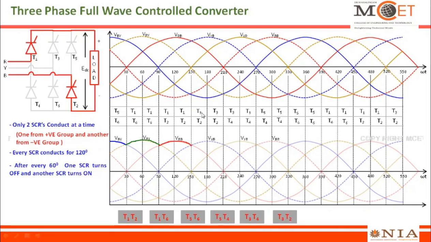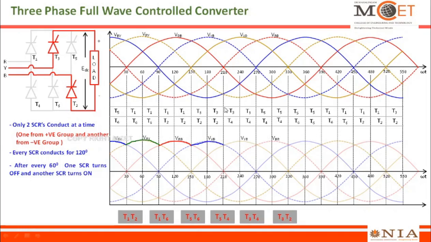Now the next 30 degree duration, T3 and T2 are conducting from 150 to 180, and 180 to 210 also T3 and T2 are conducting. So if I turn on T3 and T2, you can see that when I press the button T3 and T2, the positive of the load is connected to Vy and the negative of the load is connected to Vb. So Vyb will be the voltage which appears across the load. So this voltage will be appearing across the load.